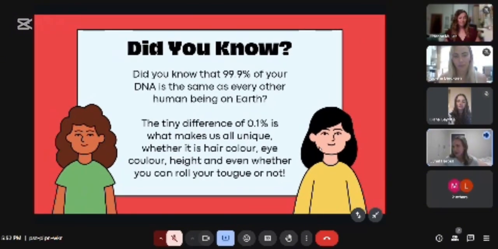So, did you know that 99.9% of our DNA is the same as every other human being on Earth? The only tiny difference that makes us unique at the end of the day is that 0.1%, which consists of your hair color, your eye color, your height, and whether you can roll your tongue or not. So, can any of you roll your tongue? Okay, so there's at least one or two of us who can roll our tongues.